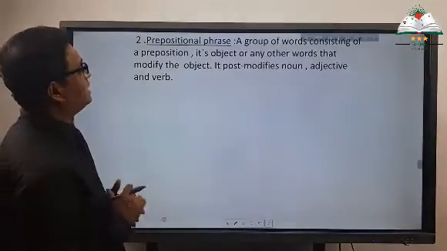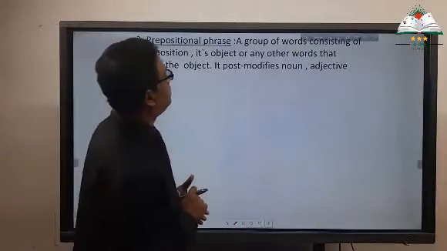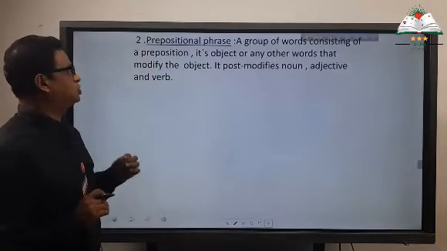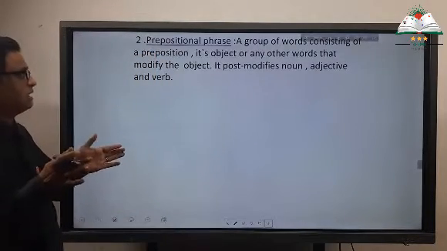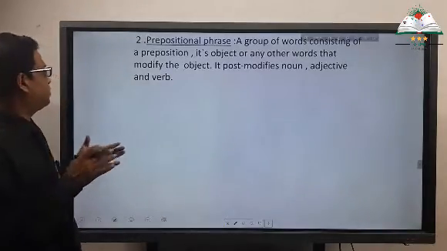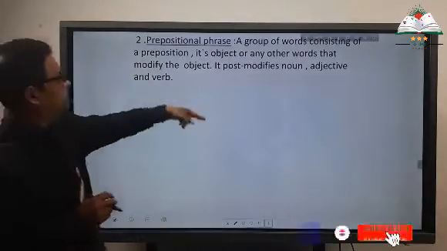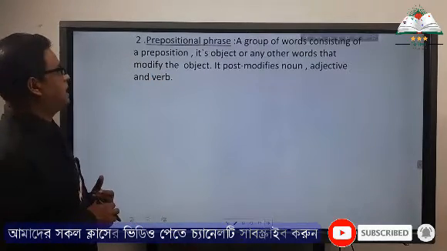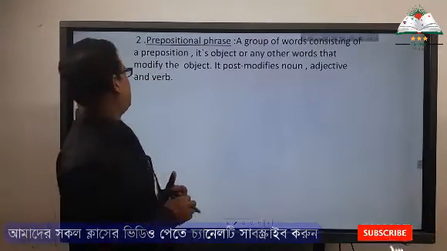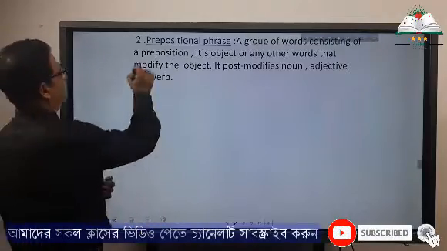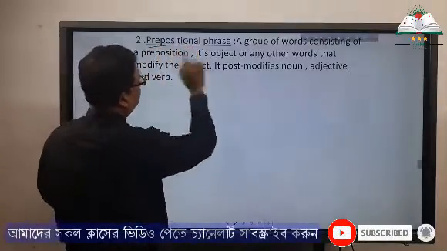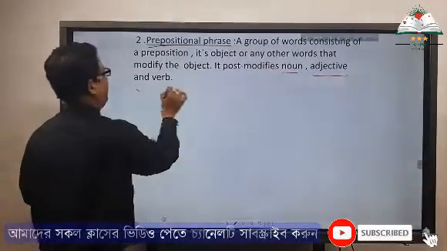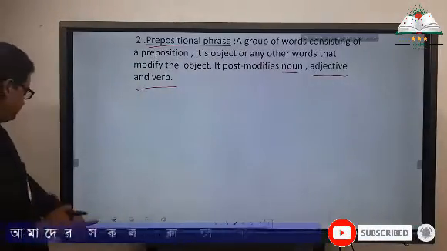So let's know once again: a group of words that must consist of a preposition, its object or any other word that modifies the object. It post modifies noun, adjective and adverb. Another remarkable point, a prepositional phrase also post modifies noun, adjective and adverb. Let us see the example.